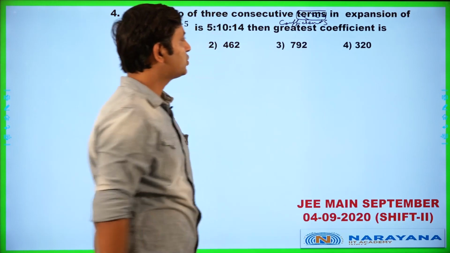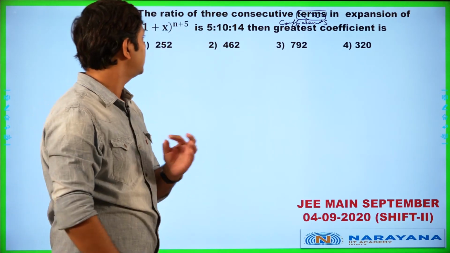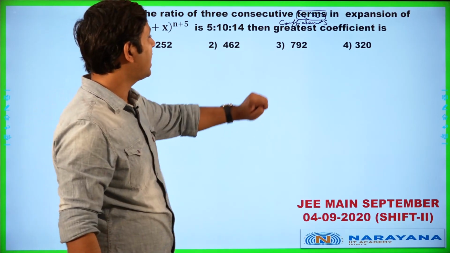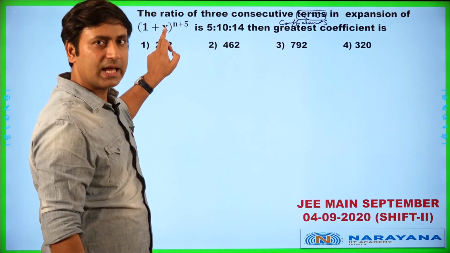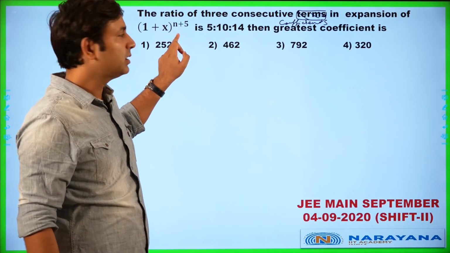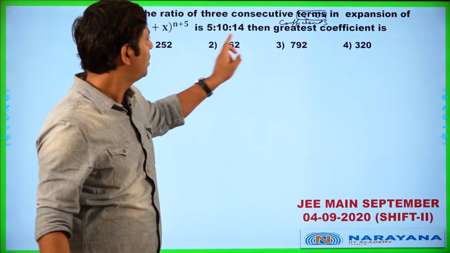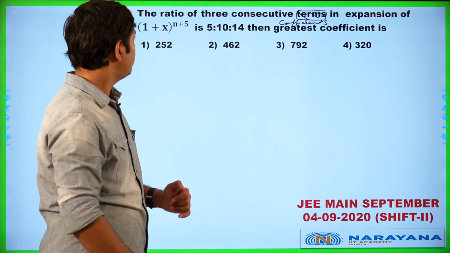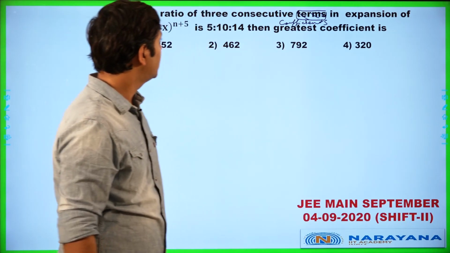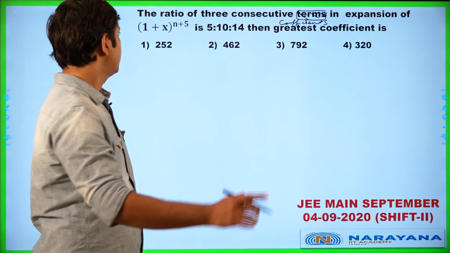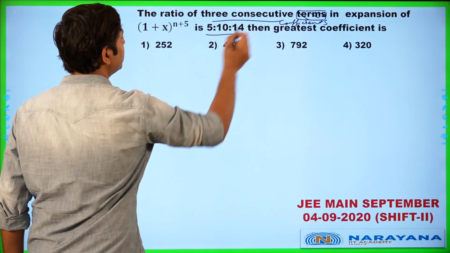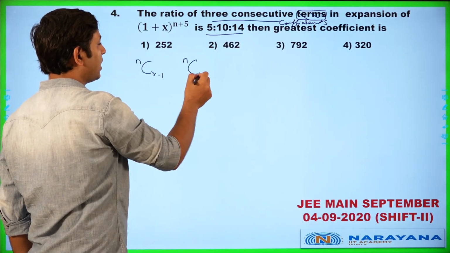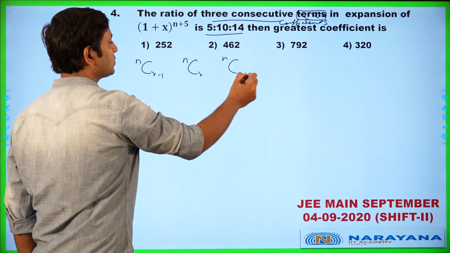Ratio of consecutive coefficients in the expansion of this is this. Otherwise, if we talk about terms, x will be a variable, n will be a variable, r will be a variable. The ratio won't be enough for us to find out n, x and r. So now, when we have coefficients here, we have consecutive coefficients, let us take as nCr minus 1, nCr and nCr plus 1.